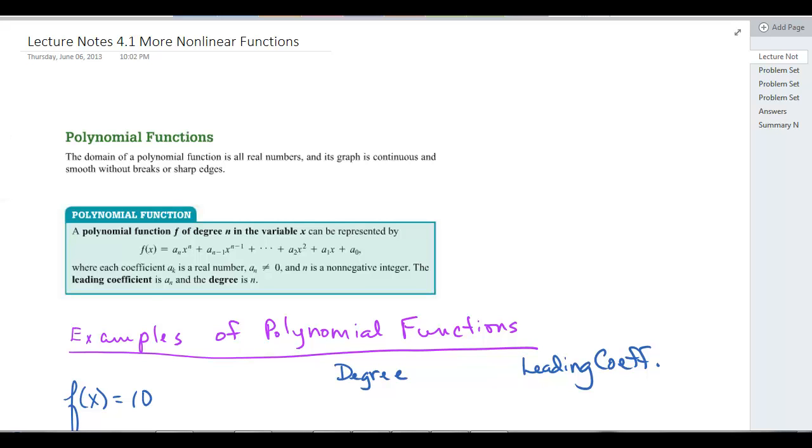This is section 4.1, more nonlinear functions. And we're going to look in this section really at polynomial functions. Underneath this title here, it says the domain of a polynomial function is all real numbers. That means it can be any x in the world. Its graph is continuous and smooth without breaks or sharp edges.